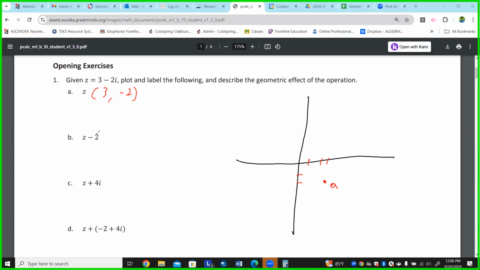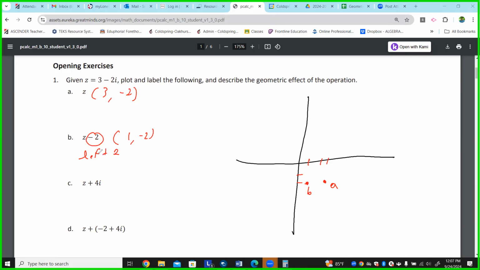Z minus 2. What is this minus 2 going to affect? The real. So what's its new coordinate? I can literally just take the real part, subtract 2 from it. So then I'll go 1, negative 2. And what did B do versus A? It went left how many? Left 2. I'm good with this.